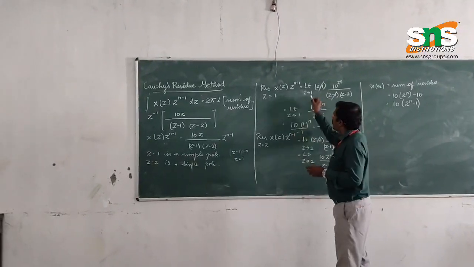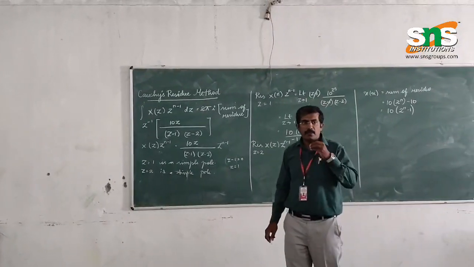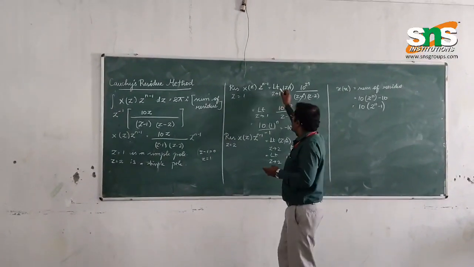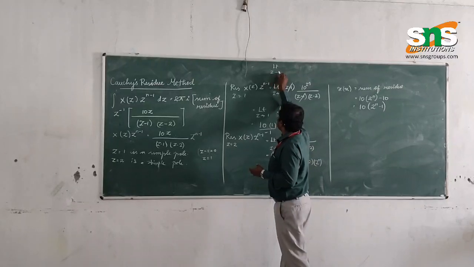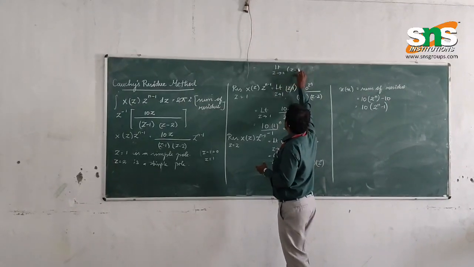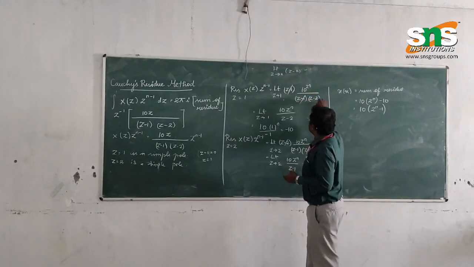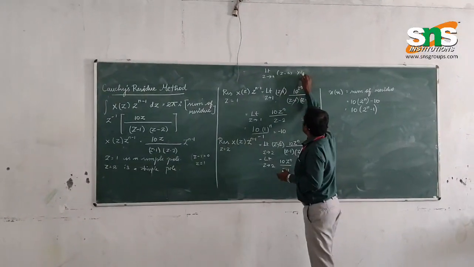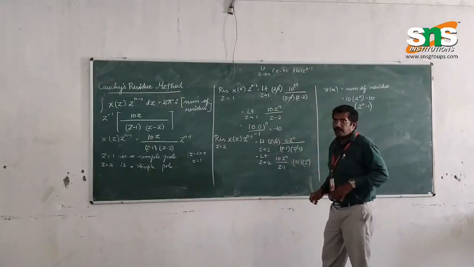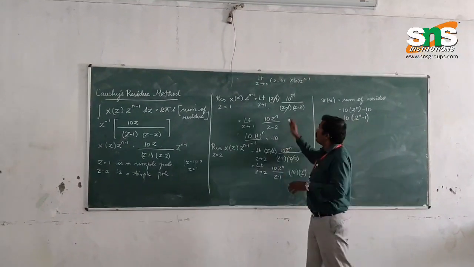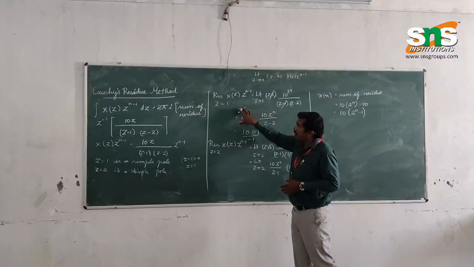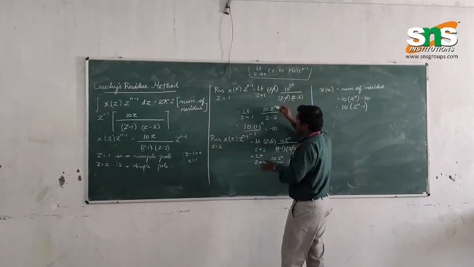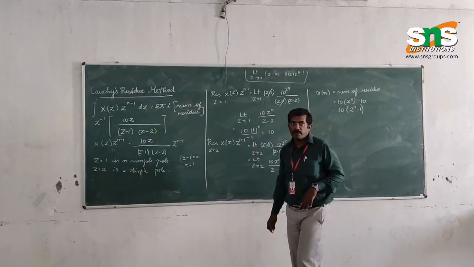How does it work? You have to apply limits. Limit z tends to 1. In the general formula, it will be limit z tends to a of z minus a into x of z into z power n minus 1. This is the general formula. So in order to find the residue, we take this general concept and apply it to what we have in our question.